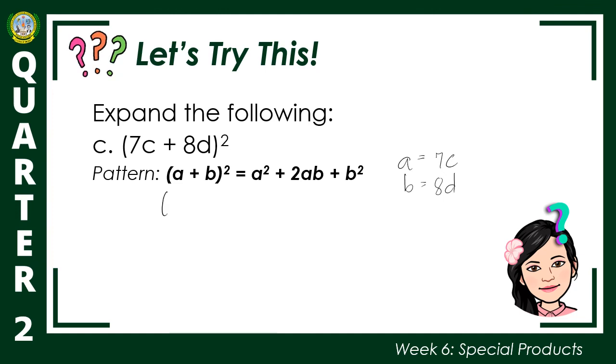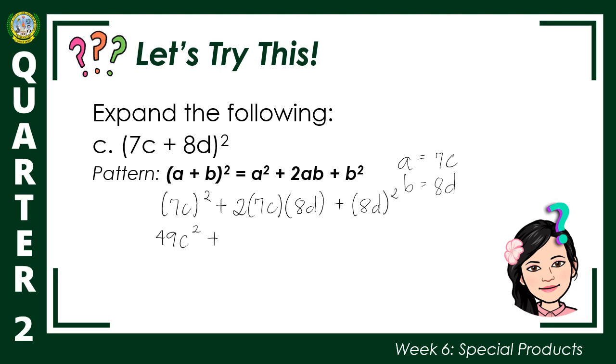The square of 7C muna. So, this is A squared plus 2AB. So, again, constant yung 2 times A, which is yung 7C, times B, which is yung 8D, plus B squared. So, ang B natin ulit is 8D. Kaya po siya ay square of 8D. Okay? So, let's simplify na po. Applying the power of a product rule po ulit, 7C squared is 7 squared C squared. And 7 squared is 49. 7 times 7, C times C. Yun po yun ha. So, 49C squared.